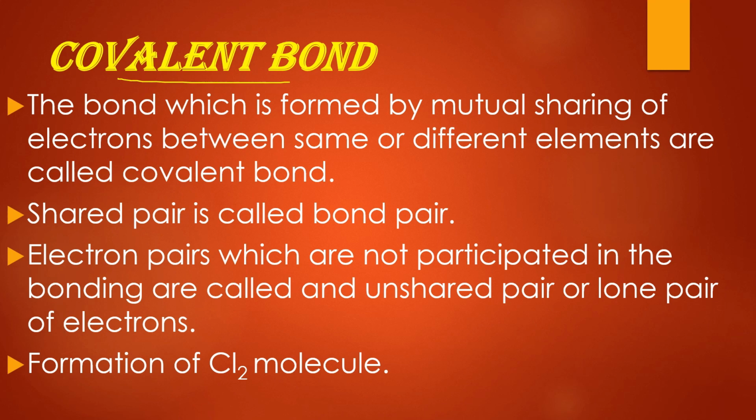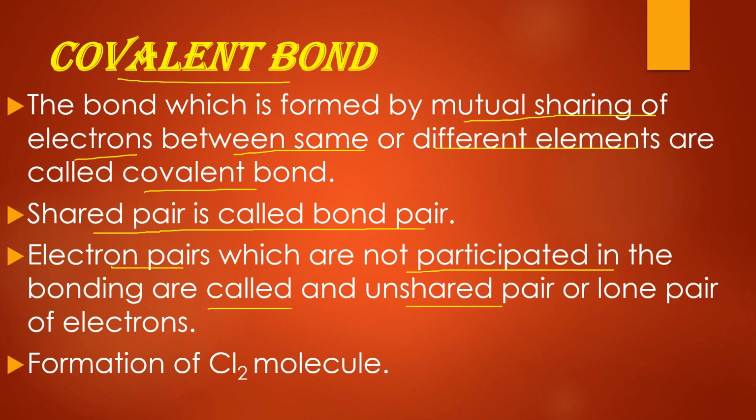The bond which is formed by the mutual sharing of electrons between two same atoms or between two different elements is called a covalent bond, and the shared pair of electrons is called the bond pair. And electron pairs which do not participate in the bonding and remain on the atom are called unshared pairs of electrons or lone pairs of electrons.